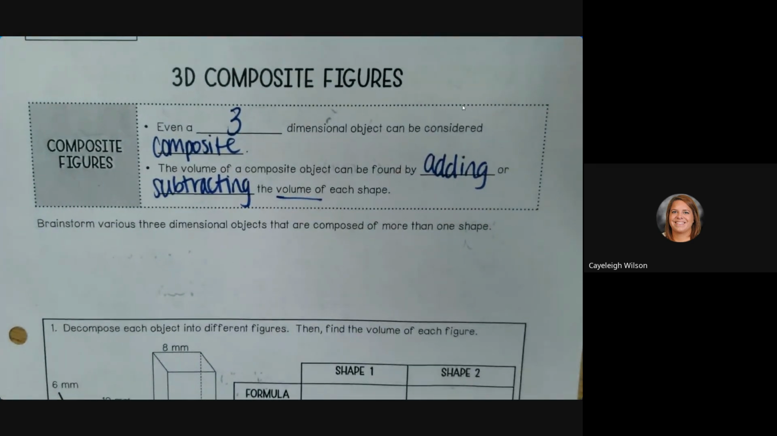So when we were doing the area ones, we typically found the area of each of the shapes, added them together. We also did some where we subtracted, and that was like when it said, what is the area of just the shaded region? We found the area of the whole thing, we found the area of the shaded, and subtracted them. So with 3D composite figures, we're going to be finding the volume of each of those shapes and adding them together, or if there's like a cutout, we'll subtract it.